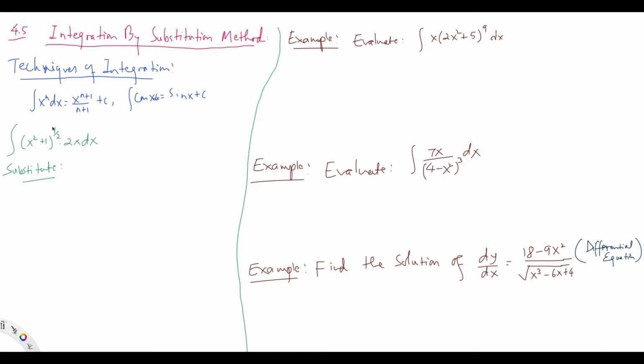If it was just 2 instead of 1/2, you would FOIL that, right? You would write x squared plus 1 and then another parenthesis x squared plus 1, and then you would FOIL, and then finally you would multiply with 2x and then you would integrate. But there is 1/2, which is the root, so you cannot FOIL this easily, right? So how do I do this type of integration?